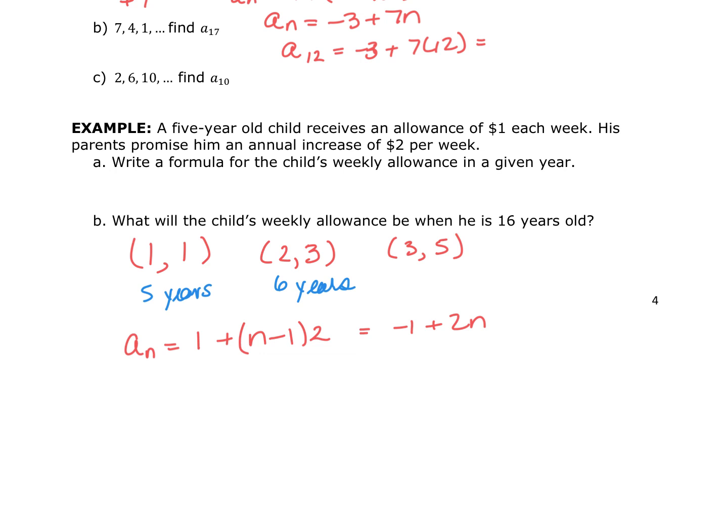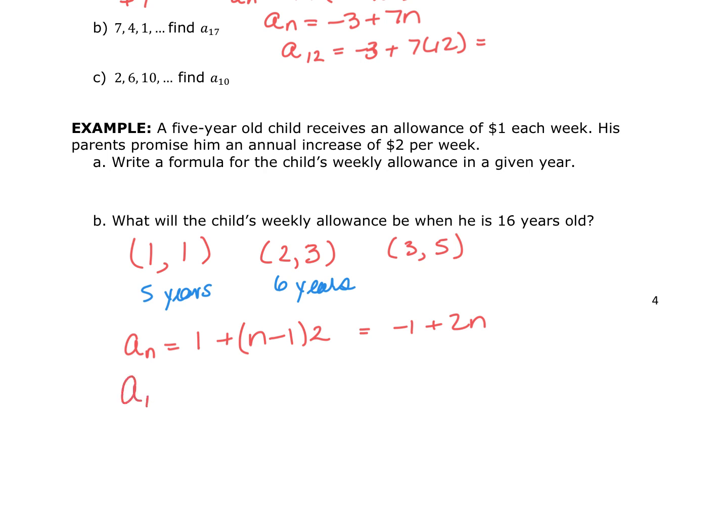So I know that year 1, which is when he's 5, he's going to get $1 a week. So the question then is how much is he going to get when he's 16 years old? Well, remember, I'm starting year 1 as being 5. Year 2 is 6. Year 3 is 7. So then what would be the input when he's 16 years old? Well, from 1 to 5, year 1 is 5 years old, so that's a 4-year difference. From 2 to 6, that's a 4-year difference. From 3 to 7, that's a 4-year difference. So I would be putting in 12. So my input, my n, would be 12.